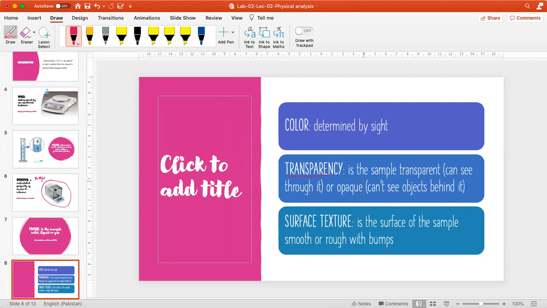You know that light cannot pass through opaque objects. We can't see what is behind them. So transparency, again, we can observe by sight.